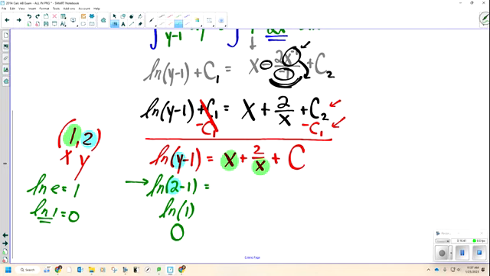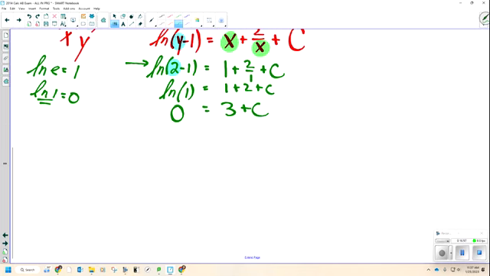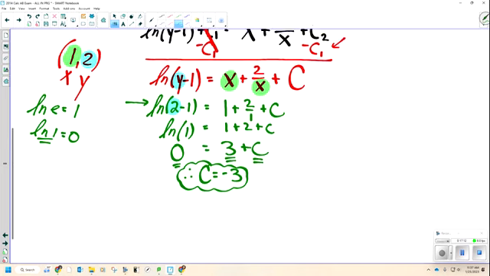Equals, okay, x is 1 plus 2 over 1 plus c. So this is 1 plus 2 plus c. So it ends up being 3 plus c. Well, now this is really easy. Therefore, c has to equal -3, because 3 and -3 give me 0. Okay, so this is going to help me figure out that final equation they're asking me for.